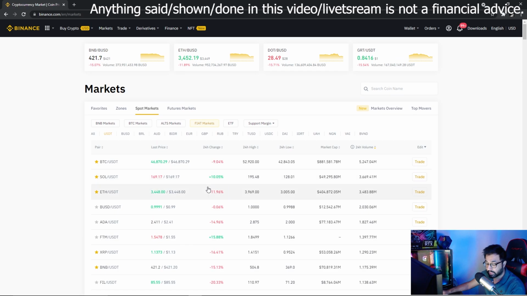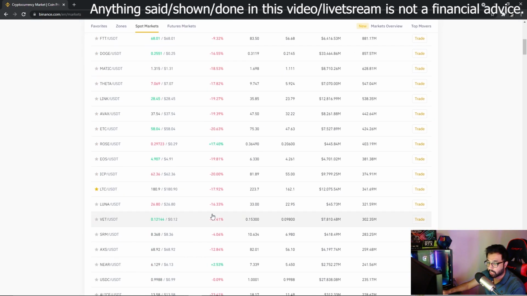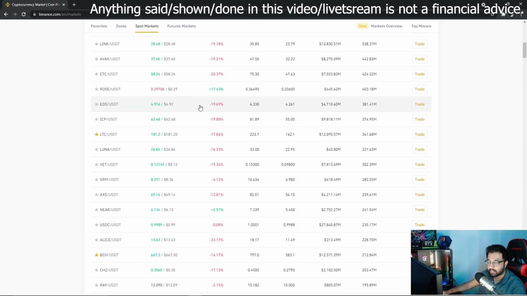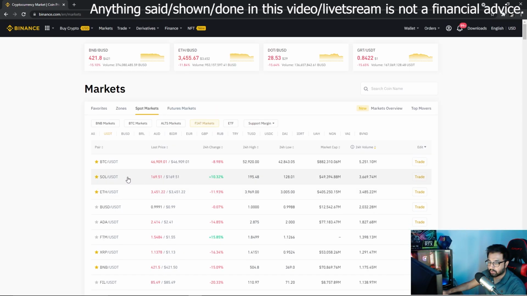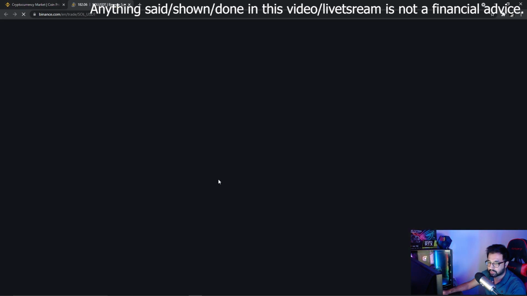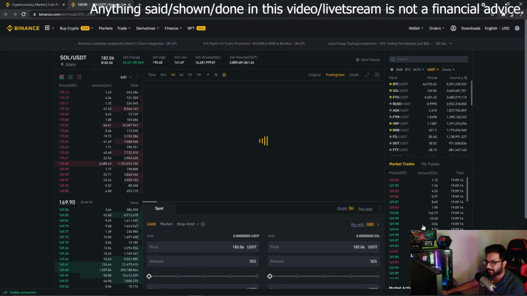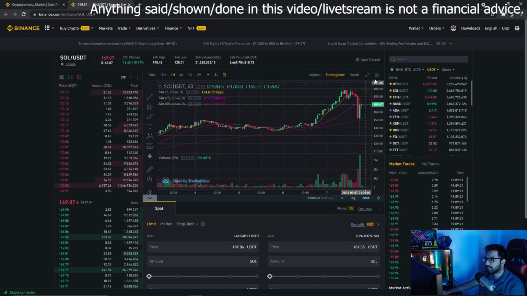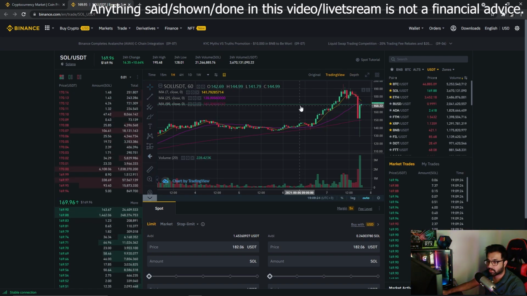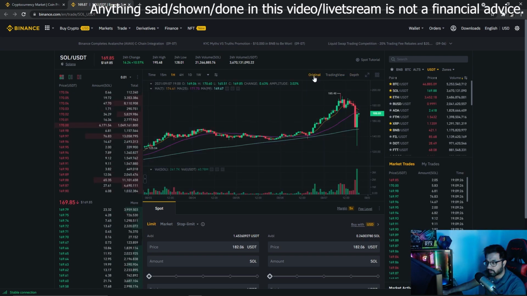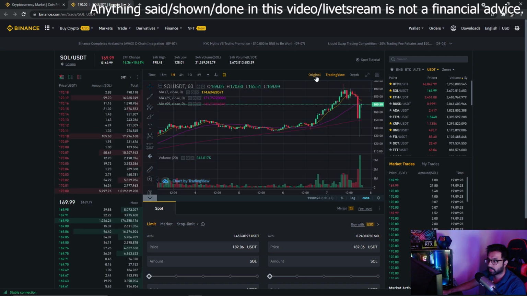I will see which coin is performing really well in the past 24 hours and not in the red. I want to buy, so I'm looking for the greens only. The first one I can see over here is Sol. If I click on Sol, it will take me to the trading interface. Now this is where it gets really simple. If you're on the computer, you can either click on original or TradingView. It's really the same thing.